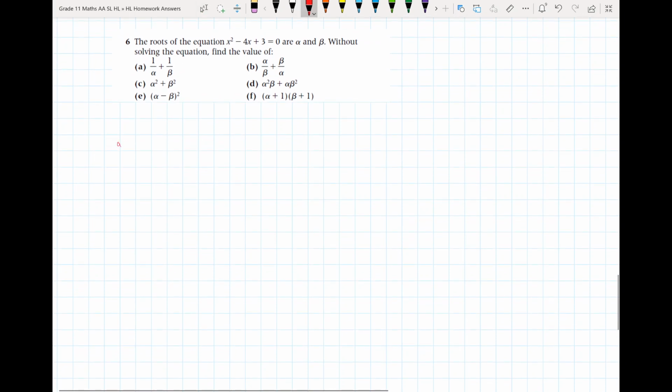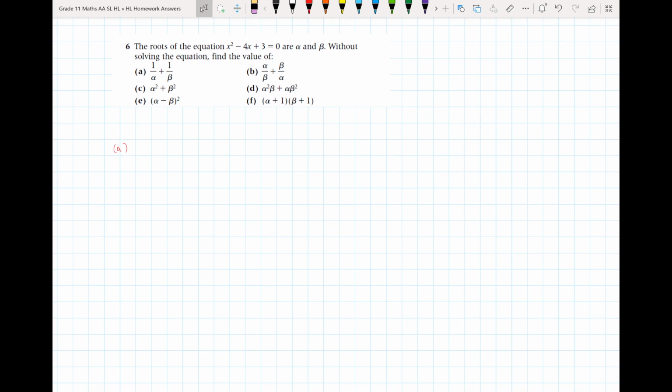Alright, so 6 is just another type of question like 5. So we first can write down what alpha plus beta is. That's just positive 4. Alpha beta is just 3 once again. So for A, I could actually move A down here. Okay, first one is quite straightforward.